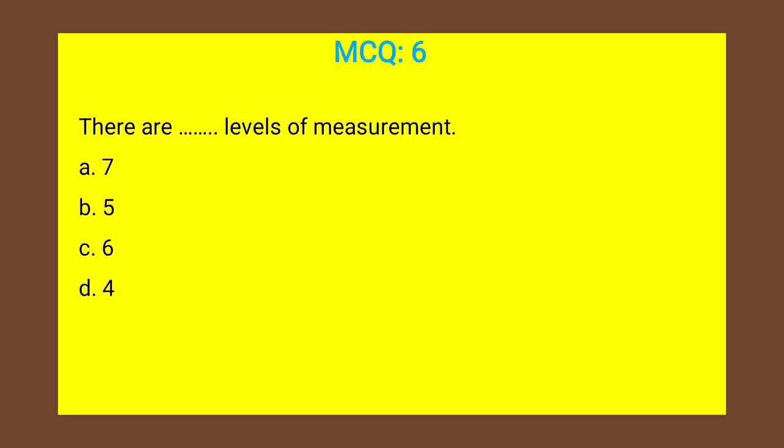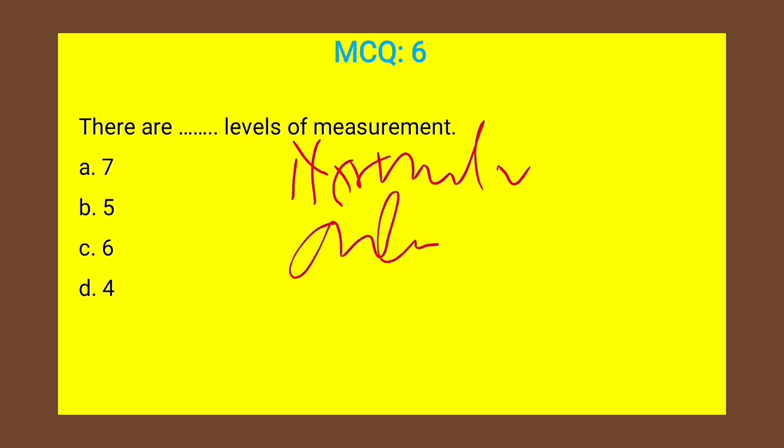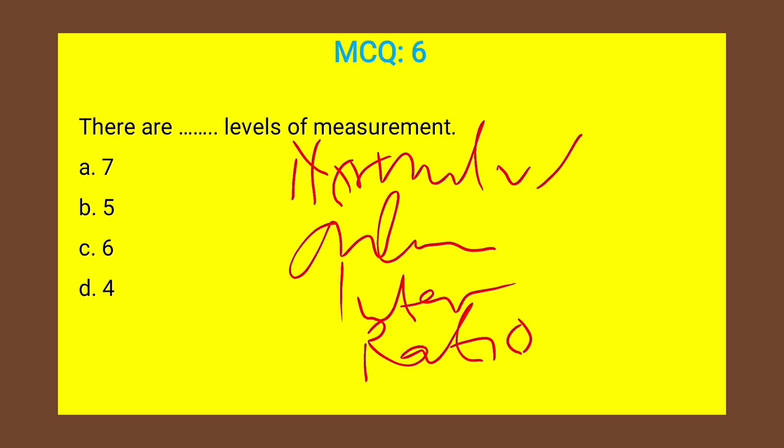Then question 6, there are dash levels of measurement. Remember, in statistics we have various levels of measuring data. First, we have the nominal, and we have the ordinal, and we have the interval, and we have the ratio form. So how many do we have here? 1, 2, 3, and 4. So we have 4 levels of measurement. So option D will hold true in this case.